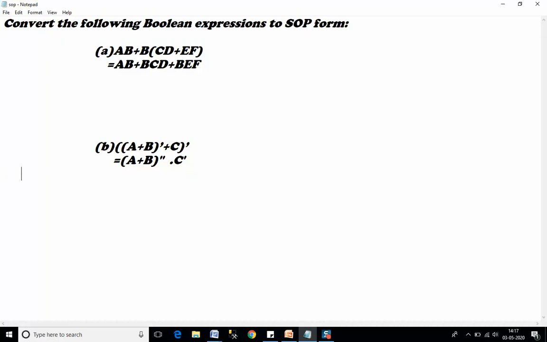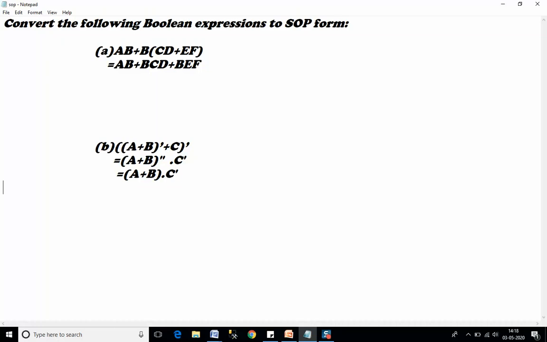Now this will be again equal to, if you remember, we have a law in Boolean algebra wherein whenever we have the double complement on a variable, that is always equal to the variable. So if we take this A or B as a single term here, we are having the double complement on it. So we can just simply say that this will be equal to A or B and C complement.